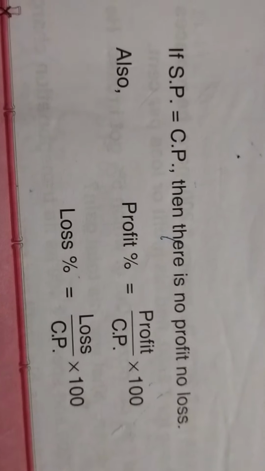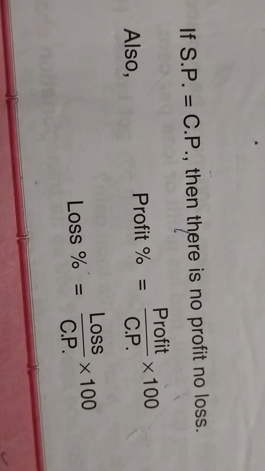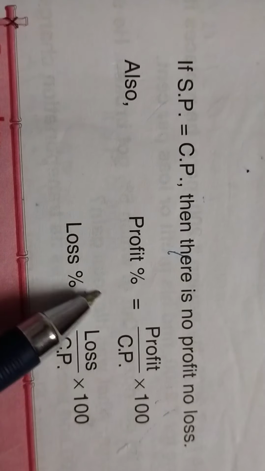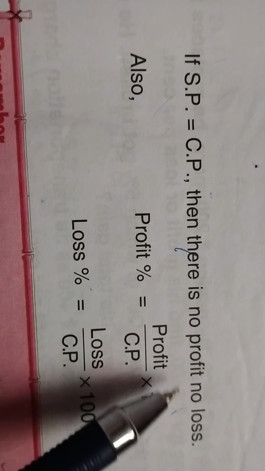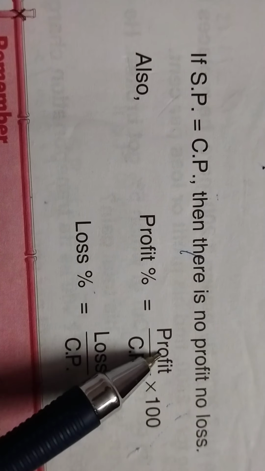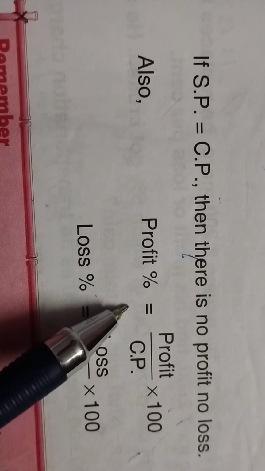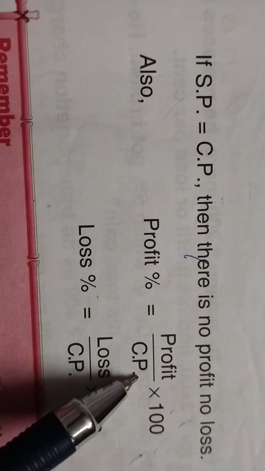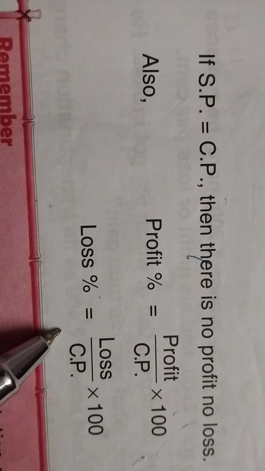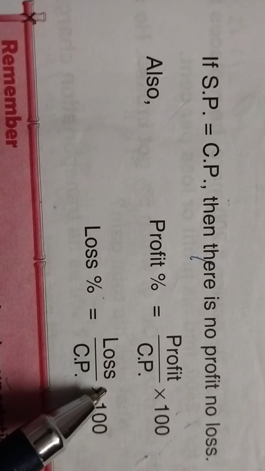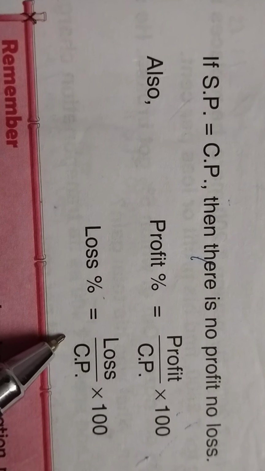Whenever we want to find profit percent or loss percent, we will find it like this: profit percent is equal to profit upon CP into 100. We will always find profit percent or loss percent on CP. We will never write SP here. We find the profit percent or loss percent on CP, means on cost price. This is the formula of profit percent and this is loss percent.